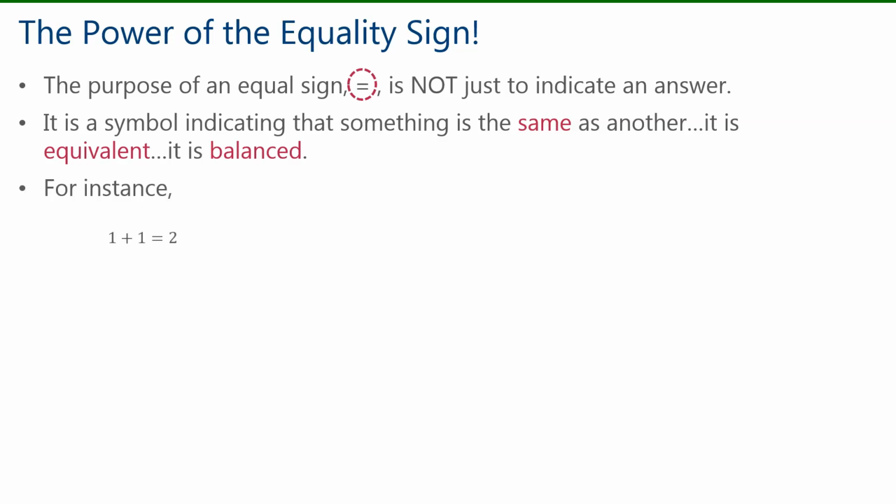For instance, 1 plus 1 equals 2. You're saying that's pretty obvious. But think about what that means. It means that the 1 plus 1 is the same, it's equivalent to, it's balanced with 2. If I give you 3 times 6, notice I've used the brackets here for multiplication. 3 times 6, that actually equals 18. So what I've indicated is that 3 times 6 is not the same as, it's not equivalent to, it's not balanced with 12.